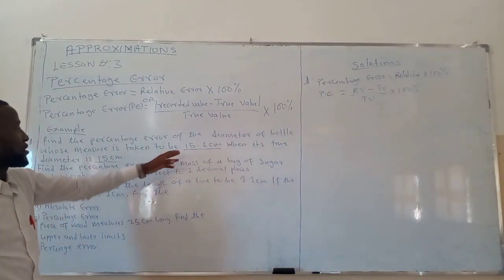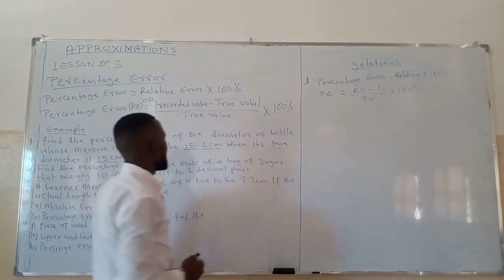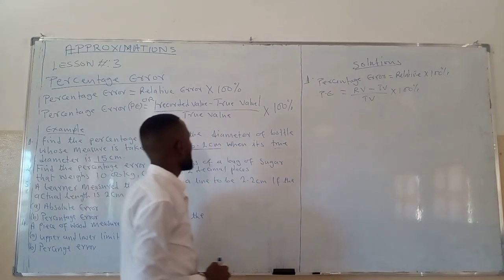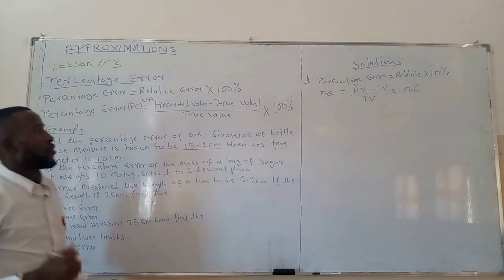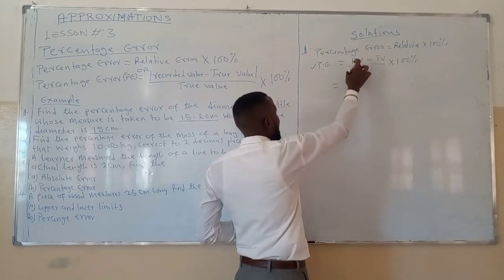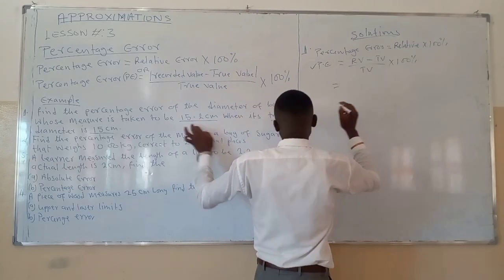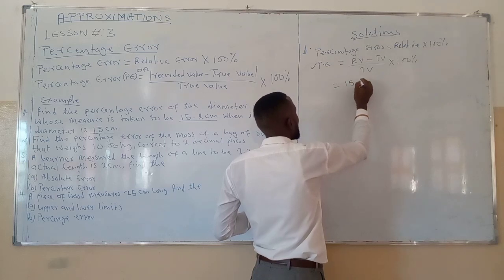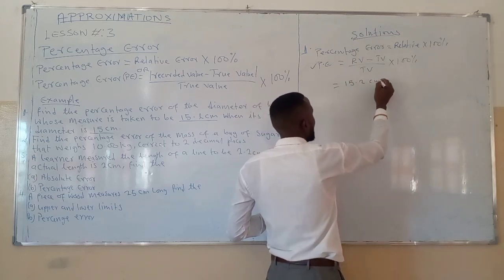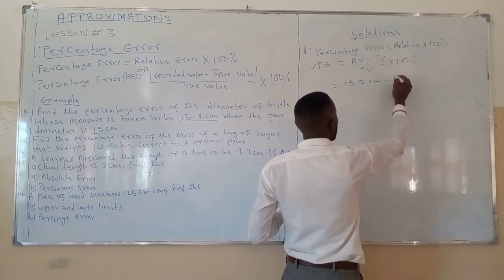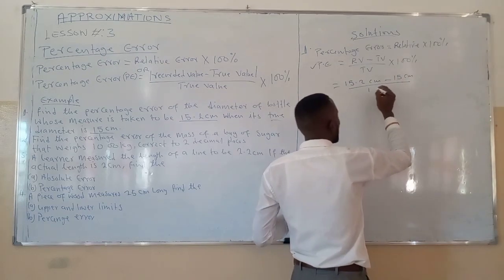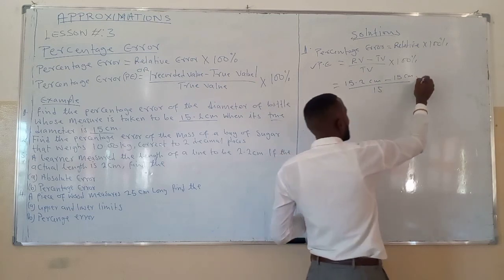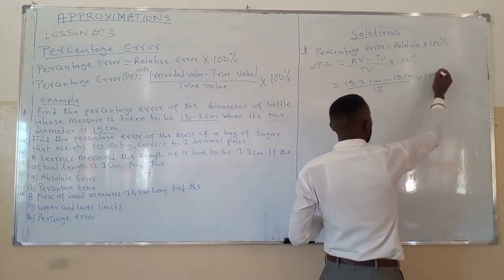So what is my recorded value? The recorded value in this scenario is 15.2 centimeters, when its true value is 15. Let us use this formula. Recorded value, of course, is 15.2 centimeters, minus the true value, which is 15 centimeters, divided by 15 centimeters, which is the true value, times 100%.